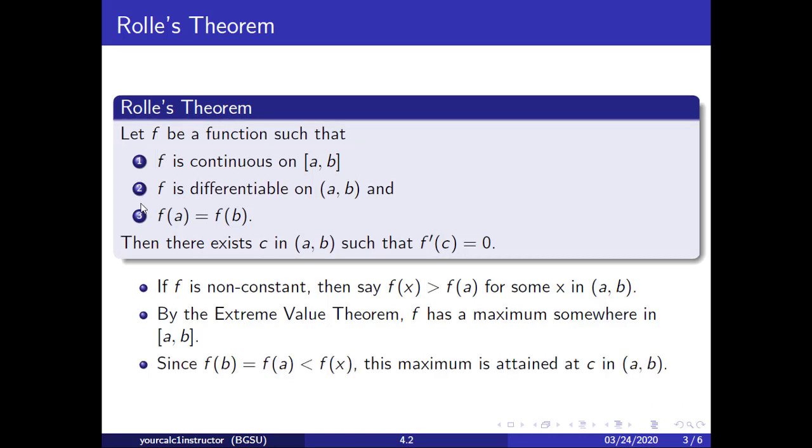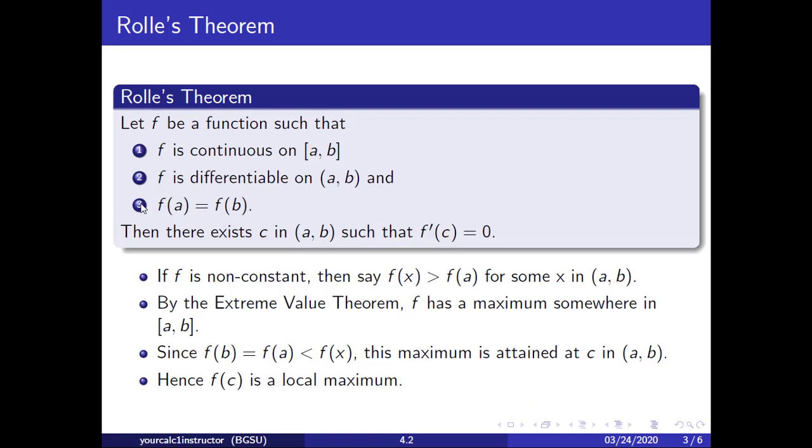Therefore, this maximum cannot be attained at the endpoints of the interval. Thus, this maximum is attained at some c in the open interval from a to b. Now, what do we know about absolute maximums that are attained inside of an interval as opposed to the endpoints? Remember, by the observation we made in the last section, that this means that this absolute maximum is also going to be a local maximum.